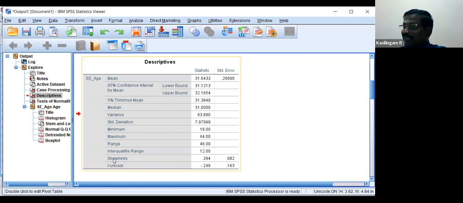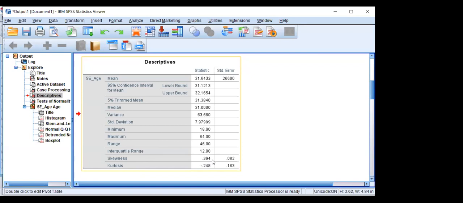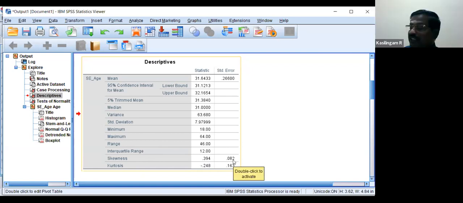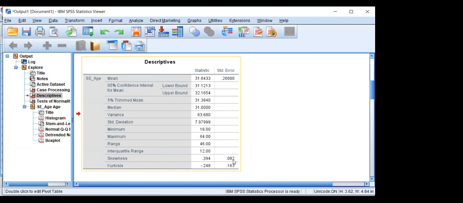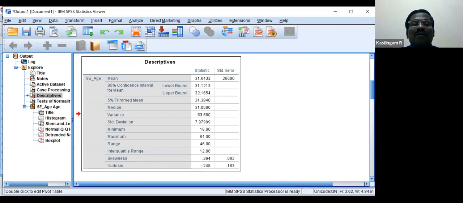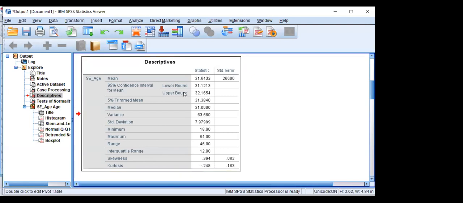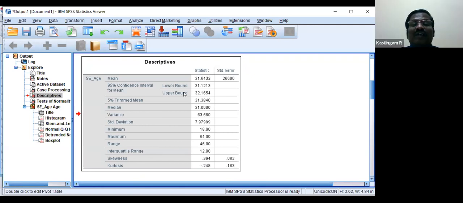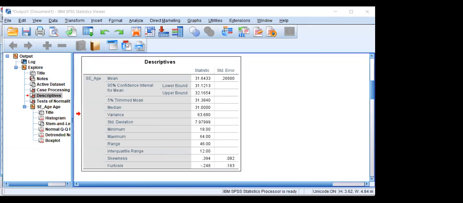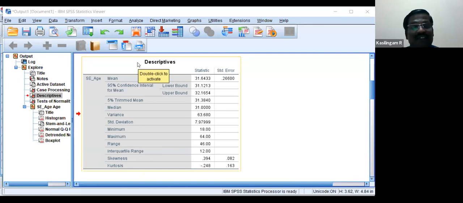Now we are going to check whether our data is normal or not. So how to verify? Skewness divided by standard error. What is the skewness value? The skewness statistic is 0.394, sir.